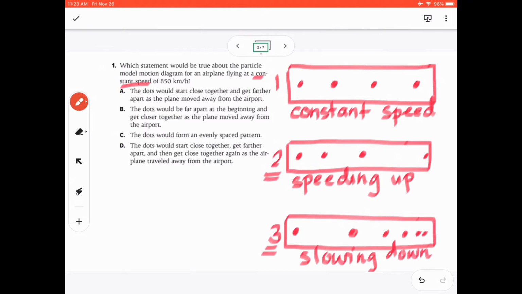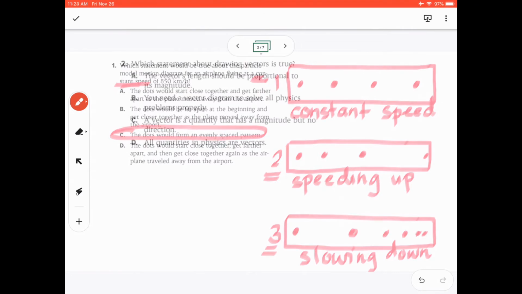Now the question is which one is constant speed. What's the description of the particle diagram with a constant speed? The answer here will be letter C. The dots would form an evenly spaced pattern, and all the others will be wrong.